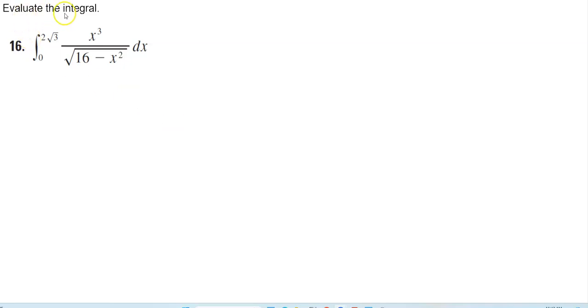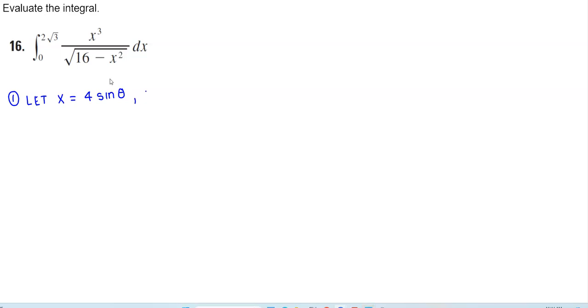Here we want to be able to evaluate the integral going from a lower bound of 0 to an upper bound of 2 times the square root of 3 of x cubed divided by the square root of 16 minus x squared dx. Okay, so what we want to do is we're going to let x equal 4 times the sine of theta. In this particular problem, we're going to let x equal 4 times the sine of theta.